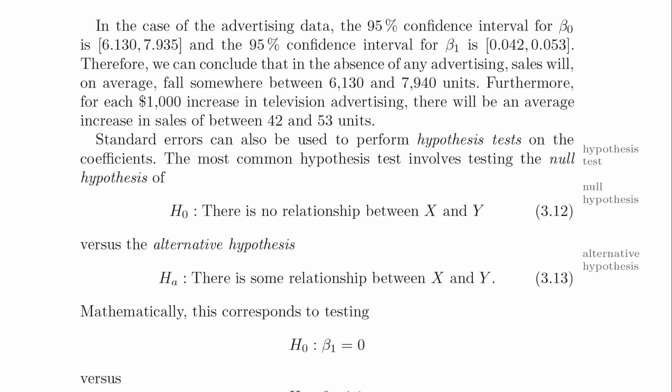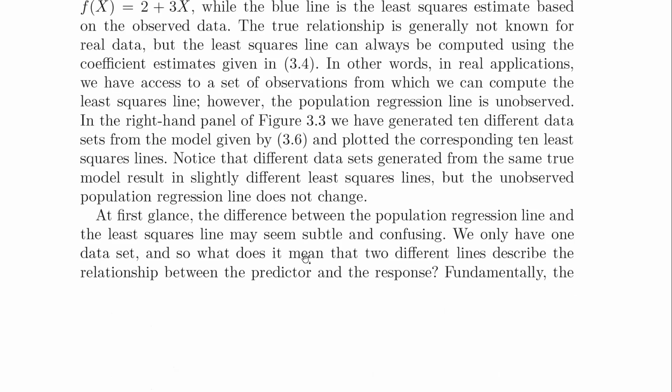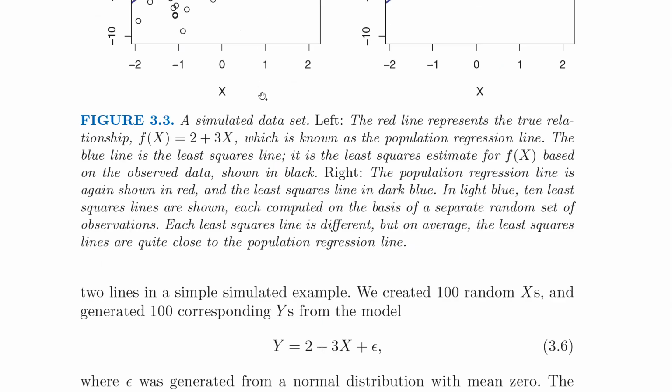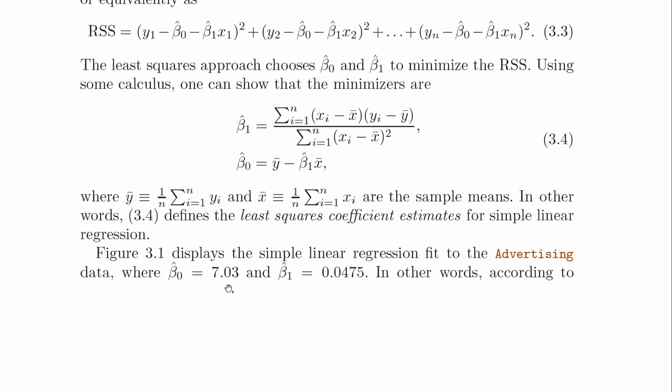This is what you need to go to the board with when you're presenting your results. You cannot simply tell them what beta naught hat was earlier, 7.03. You need to give them an idea of the uncertainty.